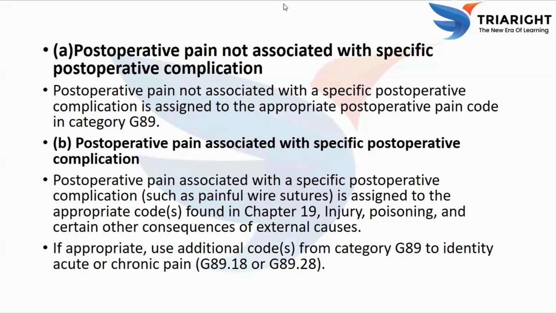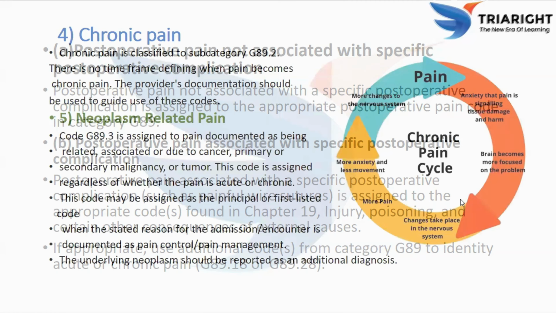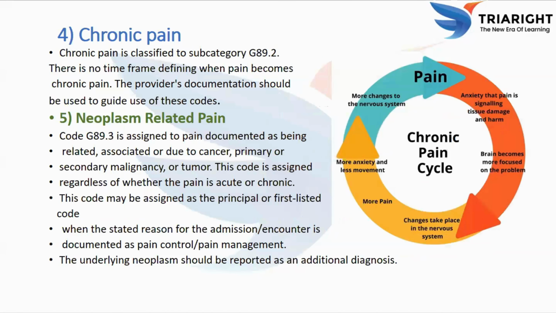This is about post-operative pain, when it is associated and not associated with a complication. And then coming to chronic pain. So what is chronic pain? Chronic pain is a pain that continues for a long period, right? But ICD-10 codes do not specify an exact time frame for chronic pain, like 3 months or 6 months. If it continues for a long period, then it is chronic pain.